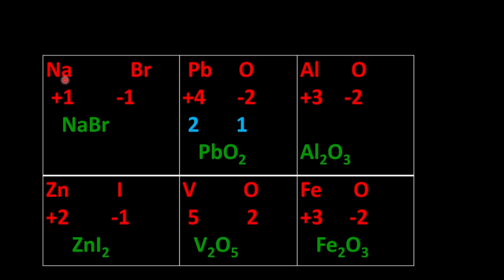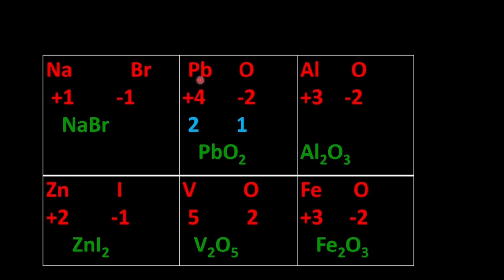So let's start with the first one. Na has a charge of +1. Br has a charge of -1. This and that will cancel. So we can say Na and Br will come together and that will give us NaBr.